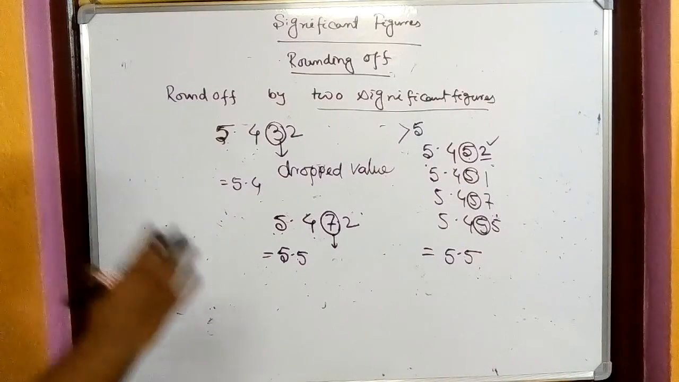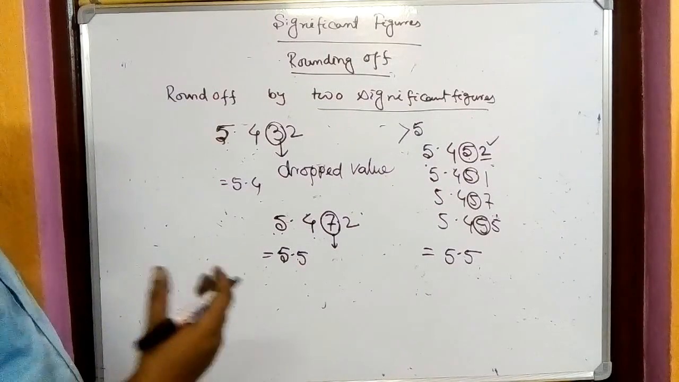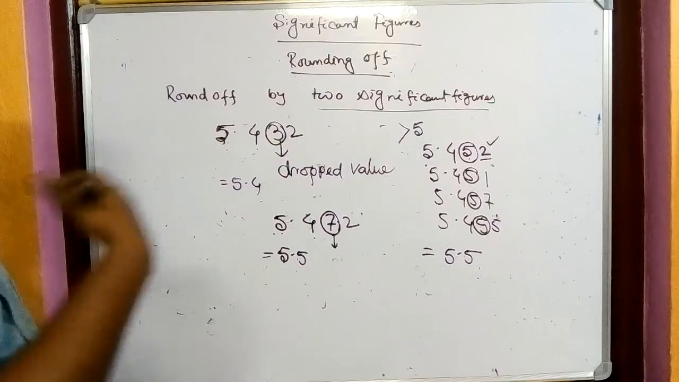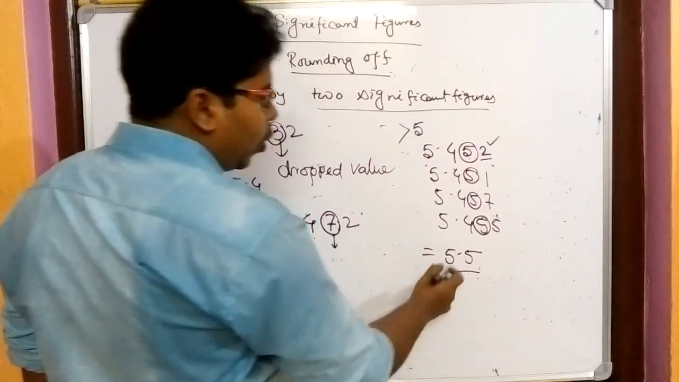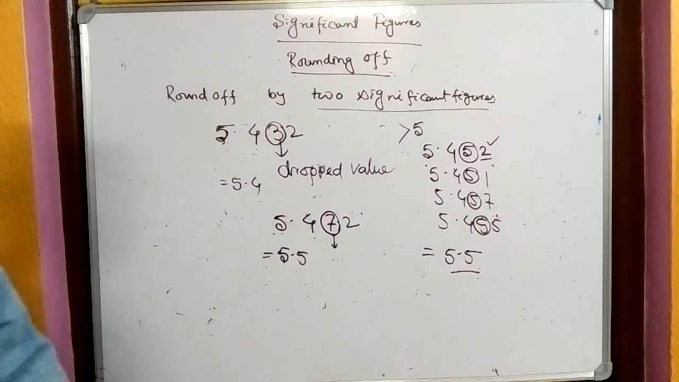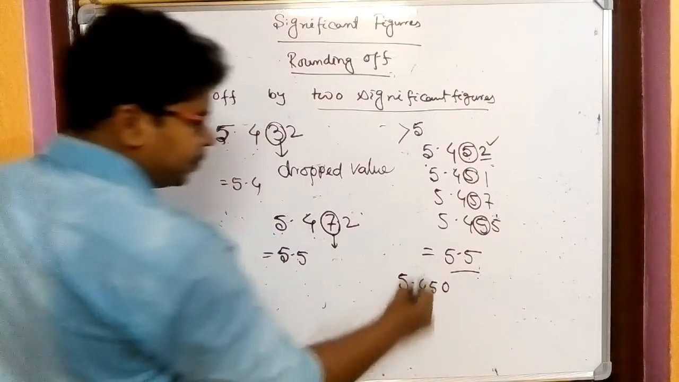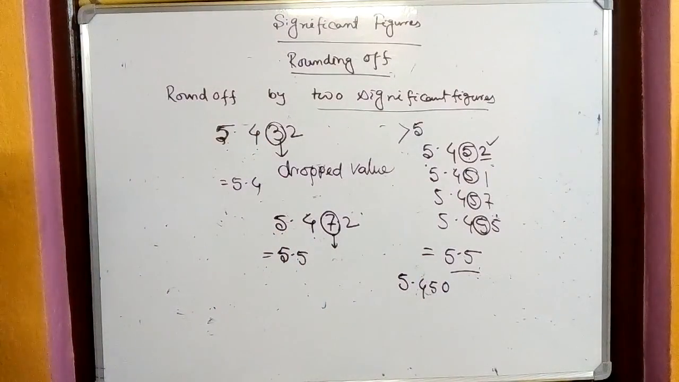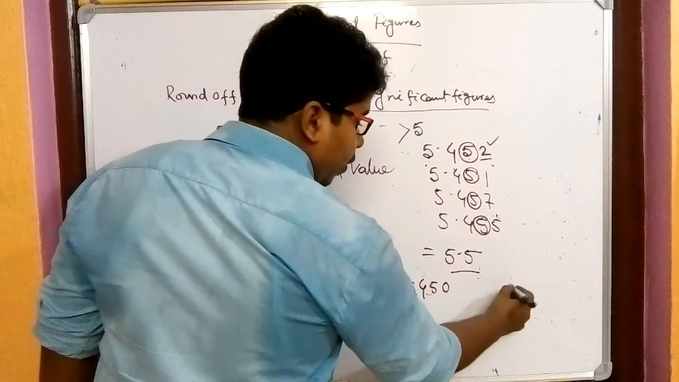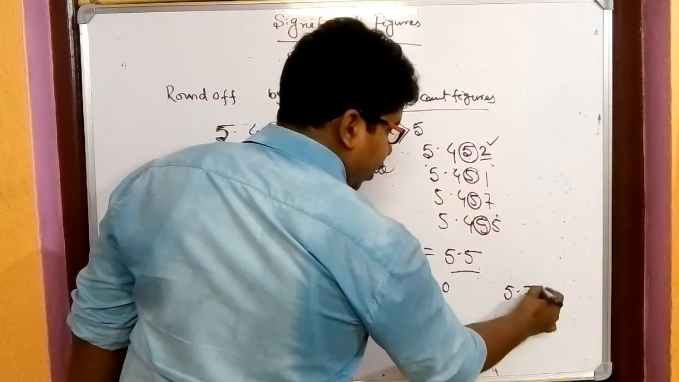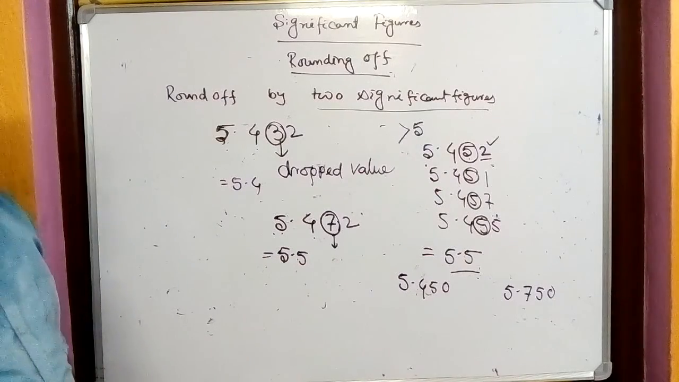Okay, so if the dropped value is 5 and after 5 there is any one digit, it may be 1, it may be 7, it may be 9, then it will be increased by 1. But if it is 5.450, what will happen? What will happen if it is 5.450 or 5.750? Then what will be the law of rounding off?